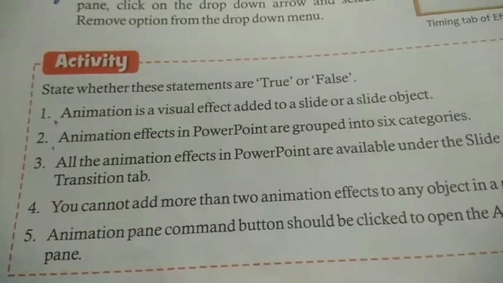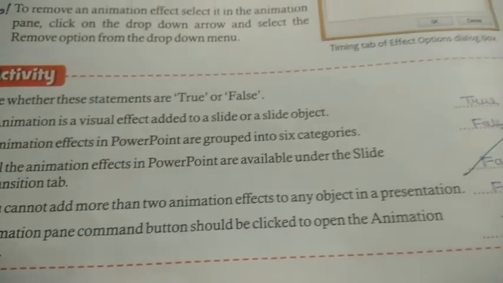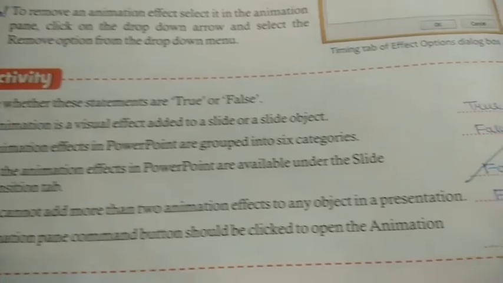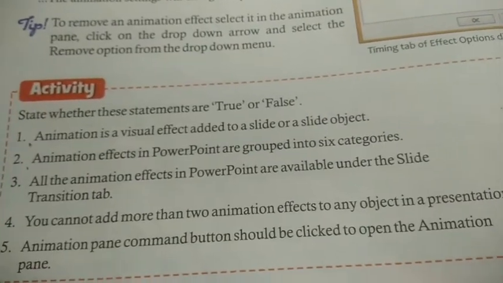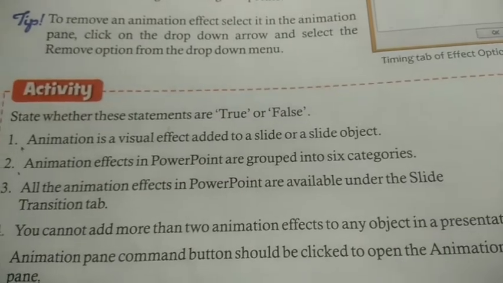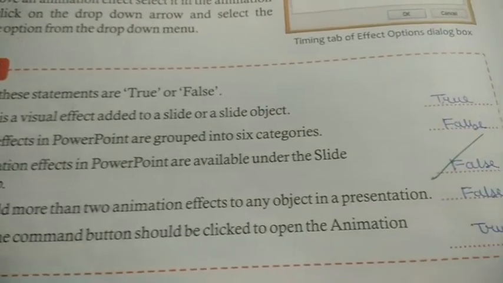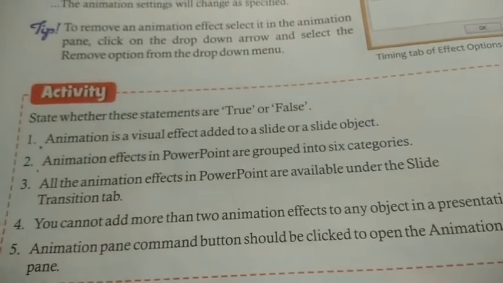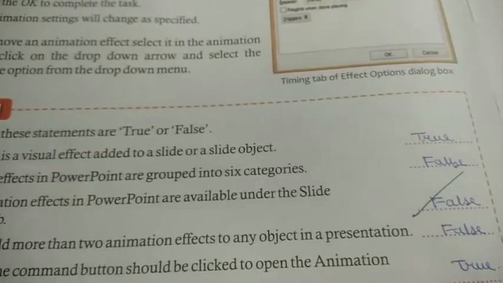Then come to the activity, true and false. First, animation is a visual effect added to a slide or a slide object. It's true. Second, animation effects in PowerPoint are grouped into 6 categories. No, it's false. Third, all the animation effects in PowerPoint are available under the slide transition tab. It's false. Fourth, you cannot add more than 2 animation effects to any object in a presentation. False, we can add any number of animations.